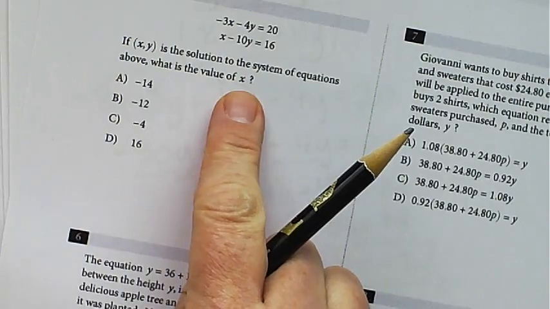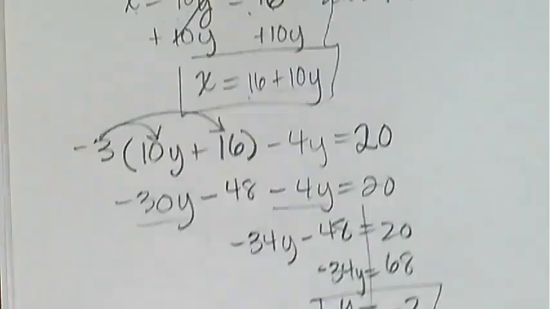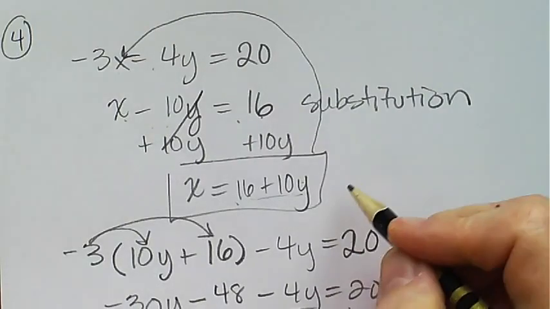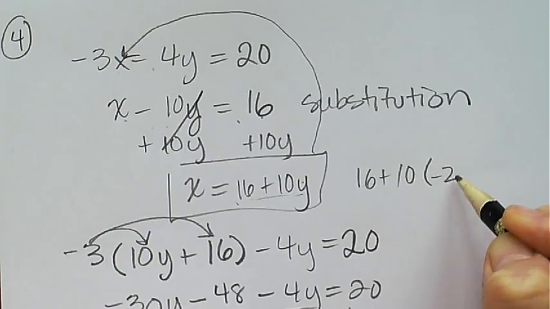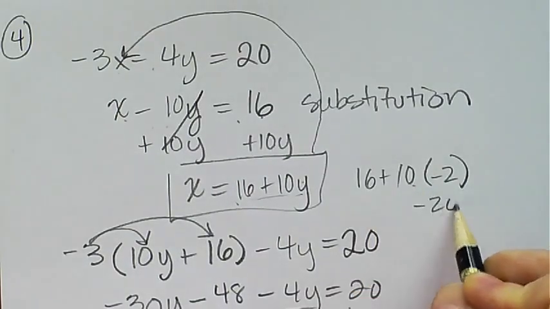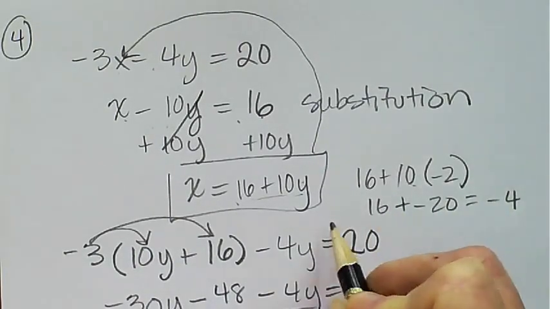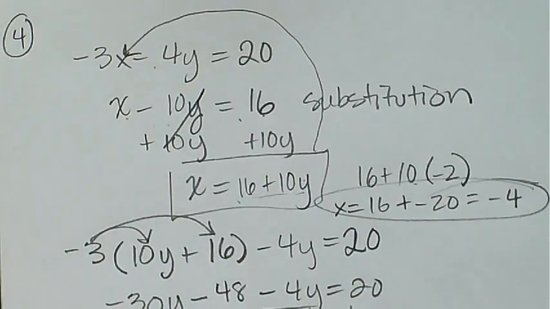And then if I just plug in, because the question didn't ask for y, it asked for x. So I'm going to plug in negative 2 in the place of y. You could just plug it in really anywhere. This would be a good place to plug it in, because then you're going to get x. That would be 16 plus 10 times negative 2. So multiply first. So that's going to be negative 20 plus 16 would be negative 4. So x is negative 4.